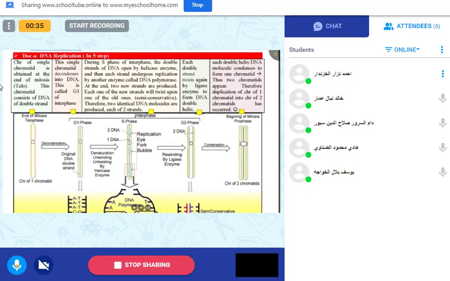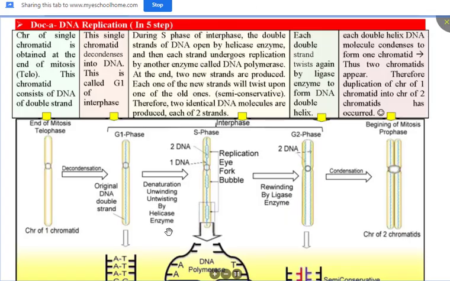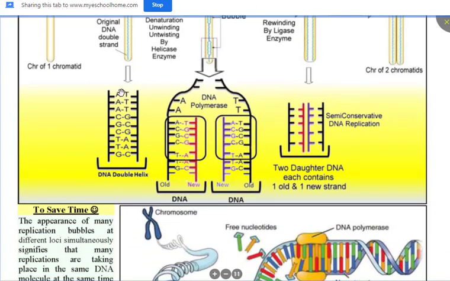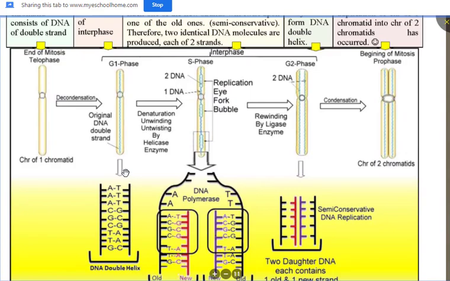Look at what it contains. A, A, A, C, G, C, T, T, G, and the opposite: T, T, T, G, C, G, A, A, C, depending on what is opposite to it. What is opposite to it? Okay, very good. Now this is the DNA.